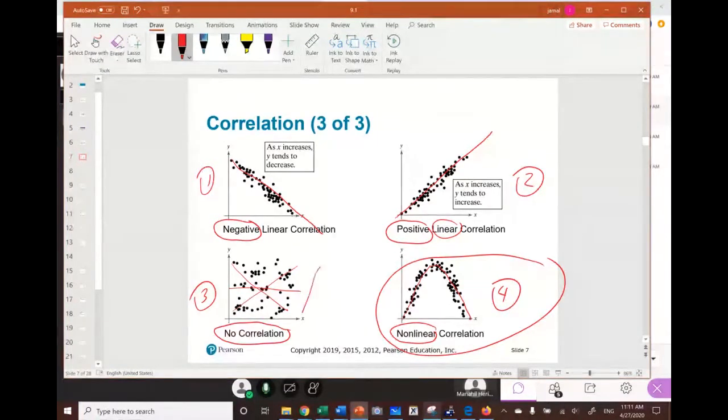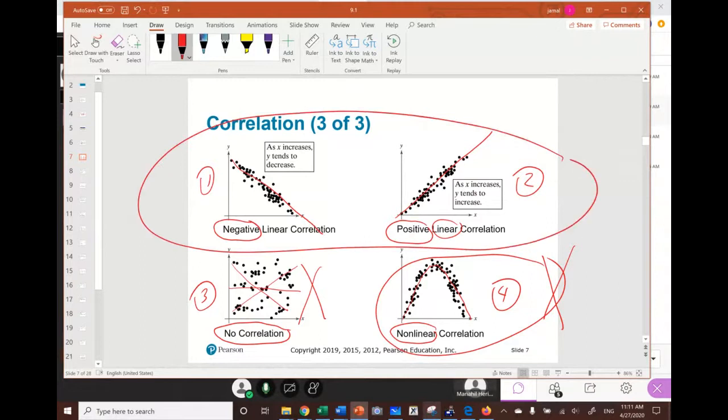So in this case we don't like it, and this case we don't like it, because we only look for the cases where we see something close to linear correlation.